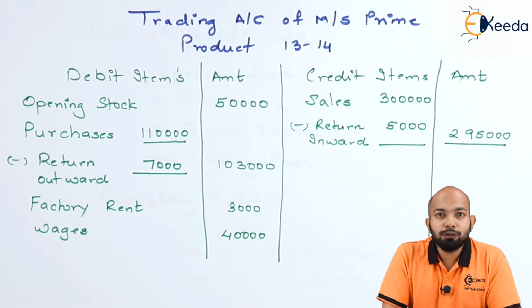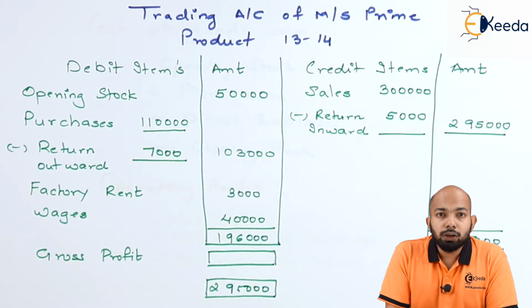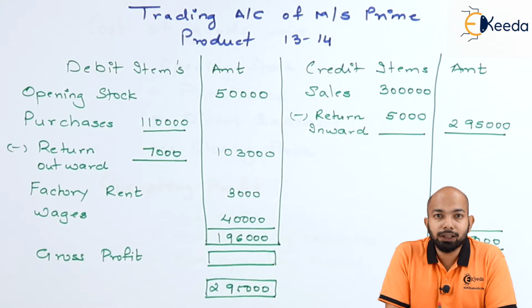The next part is to figure out whether we have gross profit or gross loss. Let's calculate the total and figure out whether we have gross profit or gross loss here. So if you look in this specific pro forma, we have credit side amounting to rupees 2,95,000 and we have debit side amounting to rupees 1,96,000. That means the difference is the gross profit. So we have gross profit in this question.